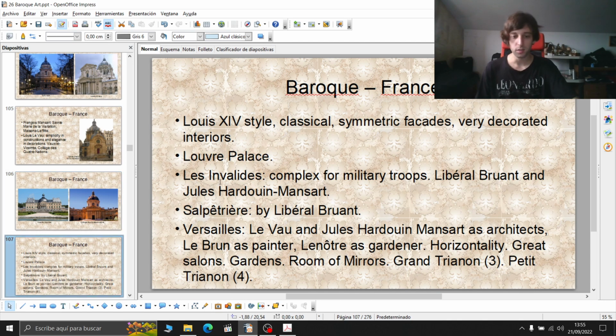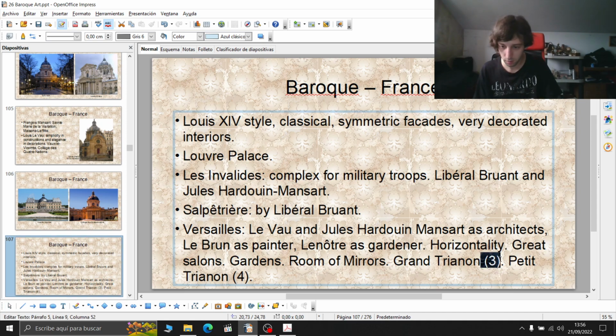Louis XIV style, classical symmetric facades, very decorated interiors, with Louvre Palace, Les Invalides, a complex for military troops, by Libéral Bruant and Jules Hardouin-Mansart, Salpêtrière by Libéral Bruant, and Versailles. Le Vau and Jules Hardouin-Mansart as architects, Le Brun as painter, Le Nôtre as gardener, horizontality, great salons, gardens, Hall of Mirrors, Grand Trianon and Petit Trianon.